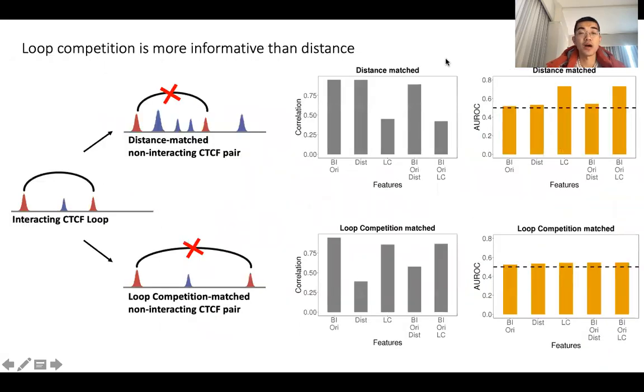One of the highlights from our model is that because loop competition is highly correlated with distance, we performed a controlled testing by controlling one of them and using the other to predict CTCF interaction. By that, we showed that loop competition, instead of distance, is more informative and more likely to be the causal factor that really drives the specificity of CTCF loop interaction.